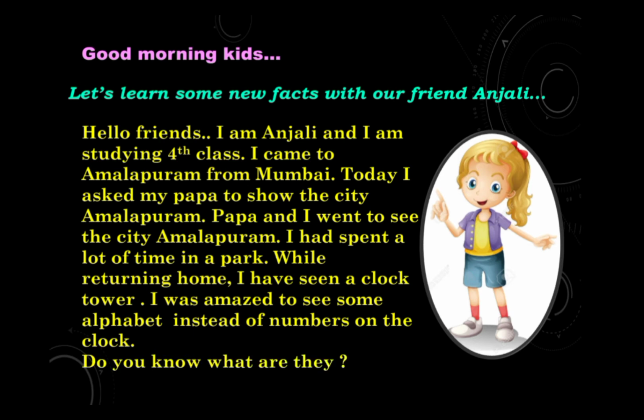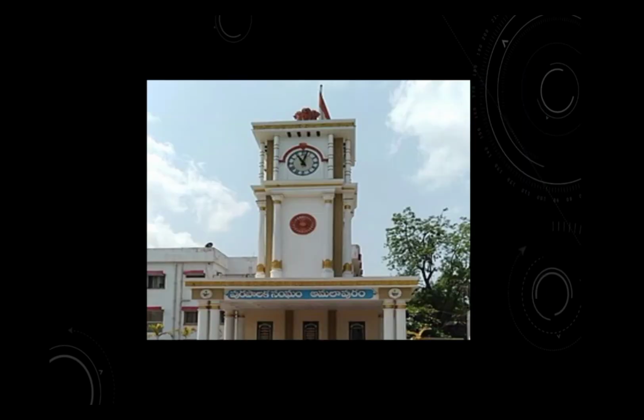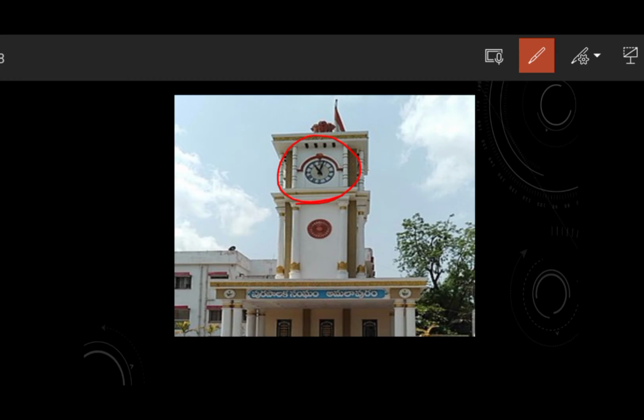Let us see the clock tower now. See here, this is the town Amlapuram. Most of you have seen this town. See, this is a clock tower. What is she talking about? You can see a clock here, right? So this is the clock inside the clock tower.